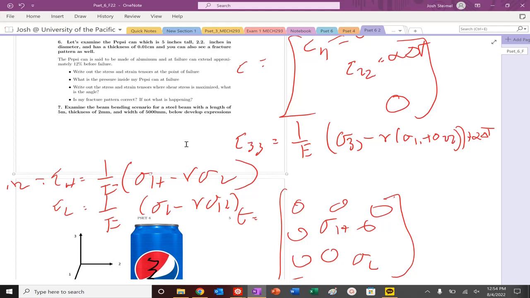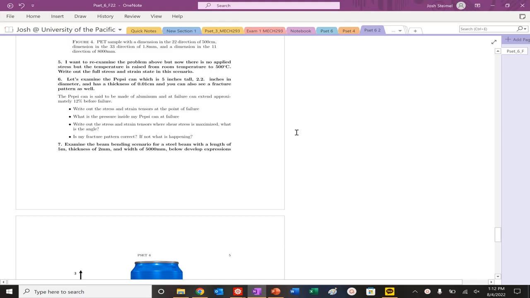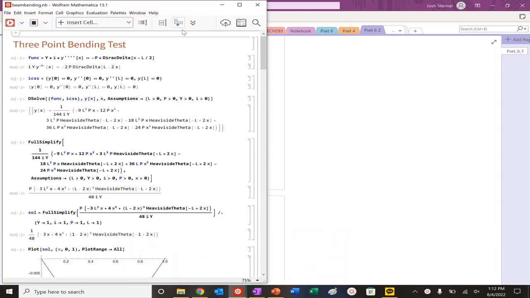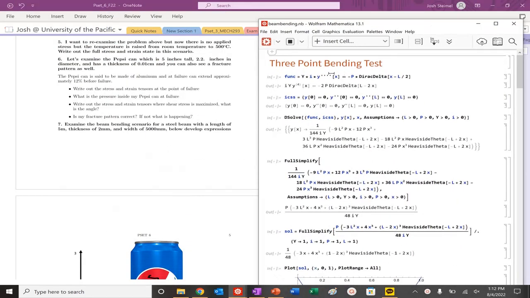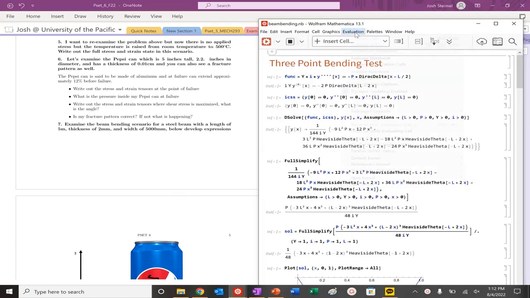All right, and let's get to our last problem on this problem set, which is our very, very fun beam bending type problem. So let's go ahead and get started with it. We are dealing with a beam bending scenario. First of all, I'm going to open up our beam bending notebook just to give us some things to take from.